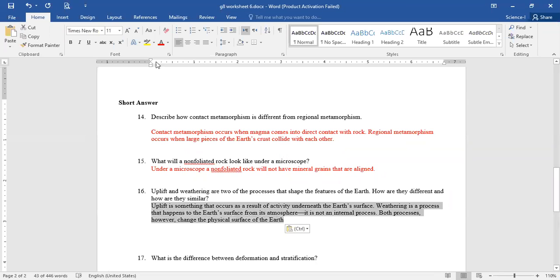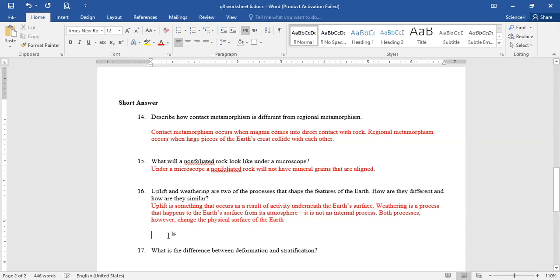We said that uplift occurs as a result of activity underneath the Earth's surface. Weathering is a process that happens to the Earth's surface from the atmosphere or because of weathering conditions. It is not an internal process, meaning it doesn't happen under the Earth's crust. Both processes change the physical surface of the Earth, or shape the Earth's crust. Okay, is it clear, guys?